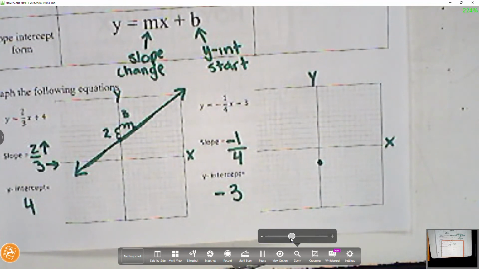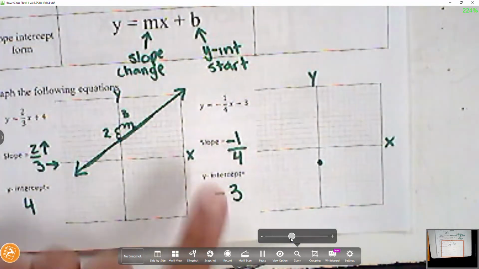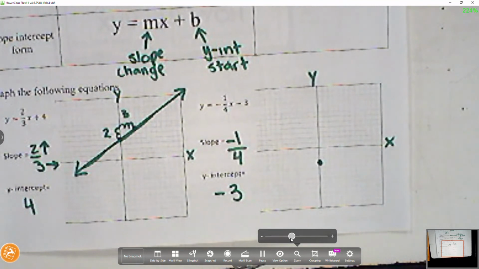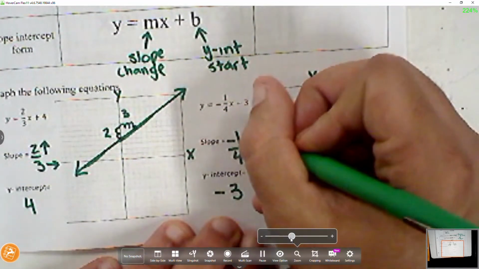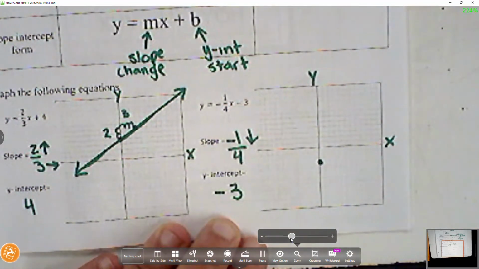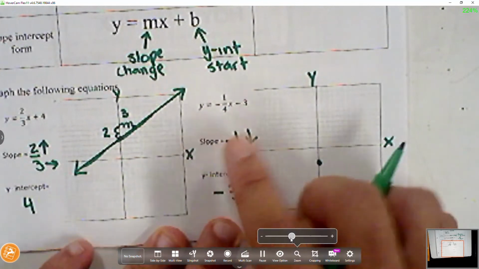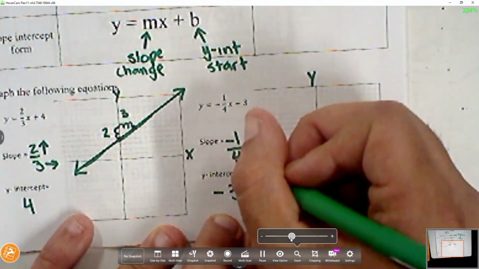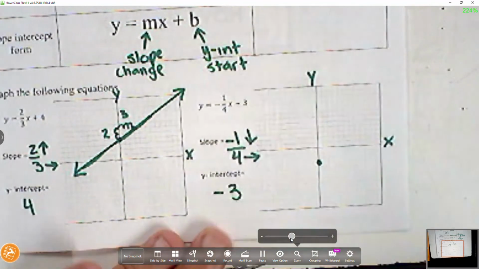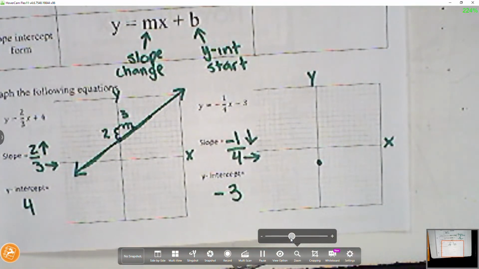Now, in my slope, it's normally rise over run. But since the 1 is a negative, instead of going up, the opposite would be going down. Because it's a negative, we're going to go down instead of up. And then 4 is positive, so we're going to go to the right. That's why it's important that you put the negative in one of the numbers, not both.